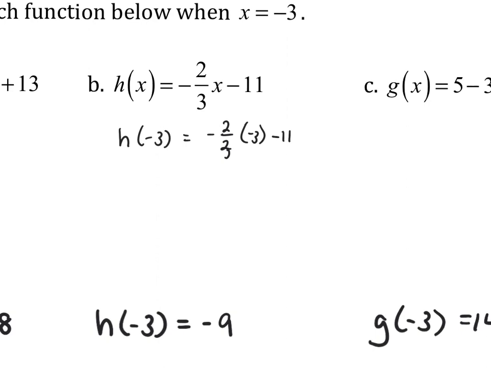Now notice what happens here. Double negative is positive, and 3 divided by 3 is 1. So to clean it up, we end up with 2 minus 11. To finish that problem up, 2 minus 11 is negative 9, so h of negative 3 is equal to negative 9. That's it for the first page.